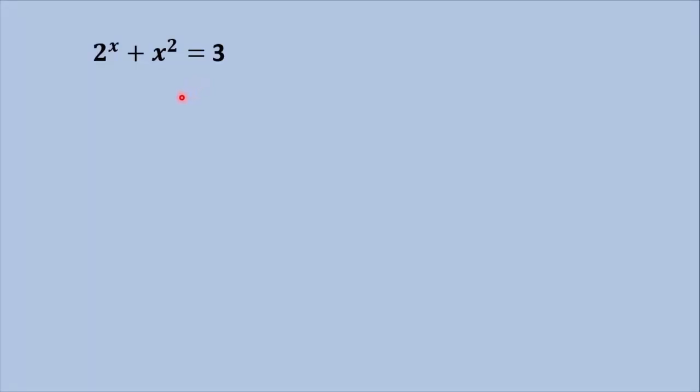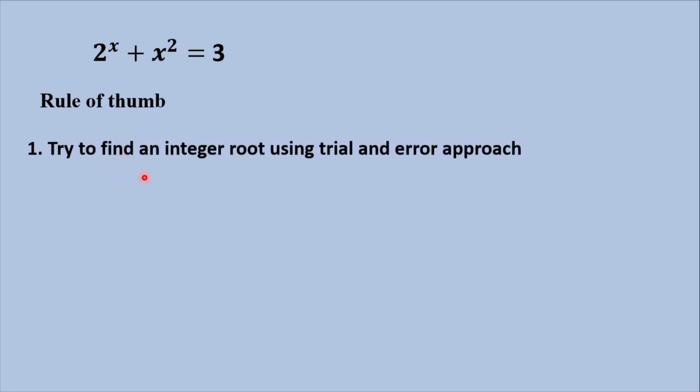Let us consider the following equation, which one can meet at Math Olympiad. We will solve this equation using the following rule of thumb. As the first step, we will try to find an integer root using trial and error approach. So we take the simplest case, x equals 0, plug in to this equation.